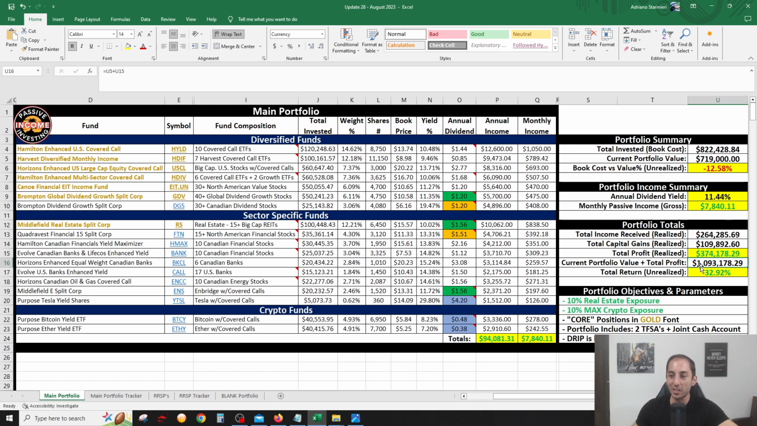So it would be this number here, this 1,093,000 is basically the value of my portfolio, current value, plus the total realized profit. Realized profit equals this number. So if I sold it all, I would make a 33% total return based on or compared to my book cost, right? So this 33% total return unrealized is if I sold everything, I would get this amount of total proceeds compared to what I put in, 822,000.